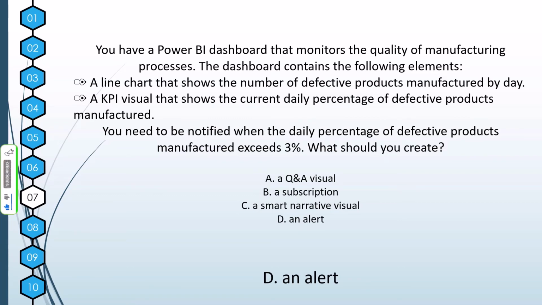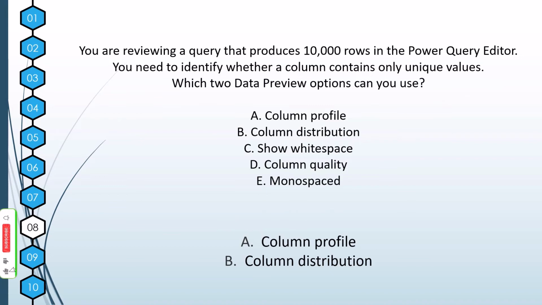You are reviewing a query that produces 10,000 rows in the Power Query Editor. You need to identify whether a column contains only unique values. Which two data preview options can you use? A. Column profile. B. Column distribution. C. Show whitespace. D. Column quality. E. Monospaced. Both data preview options to be used for the above purpose are A. Column profile. B. Column distribution.